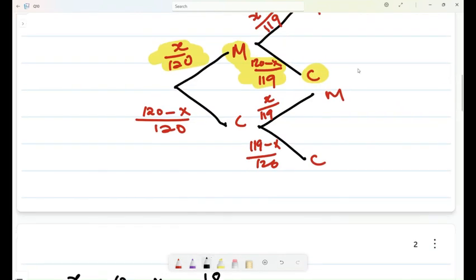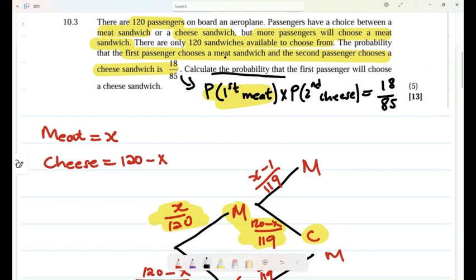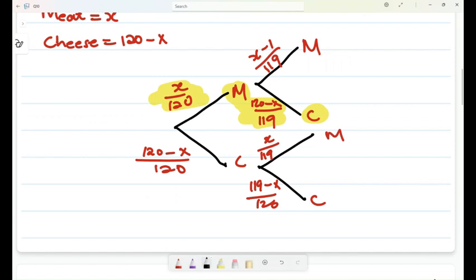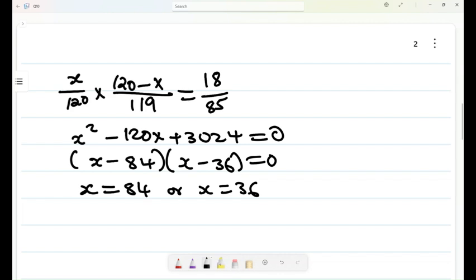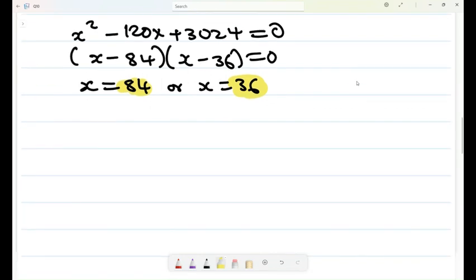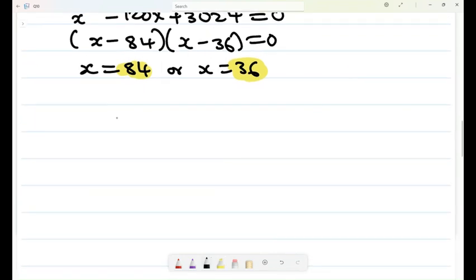But now let's go back to the question. The question says, calculate the probability that the first passenger will choose a cheese meal. Where is the cheese meal? So the cheese meal is here, right? But remember, 84 plus 36 gives me 120, right? But between the two, remember they said that more passengers will choose meat. So this is for meat. Then fewer passengers will choose cheese. So this is for cheese.